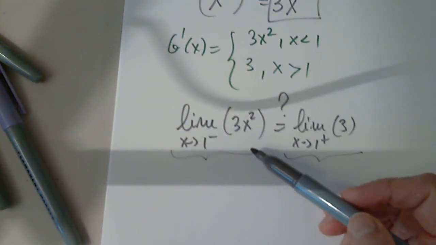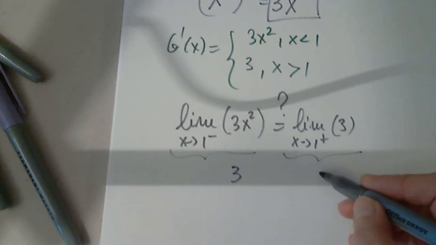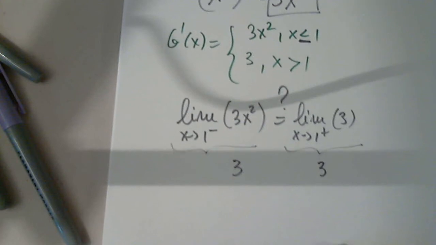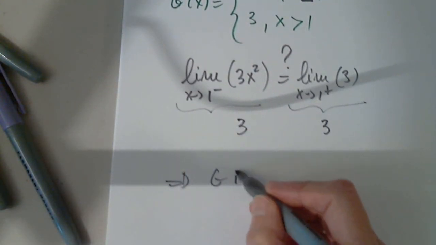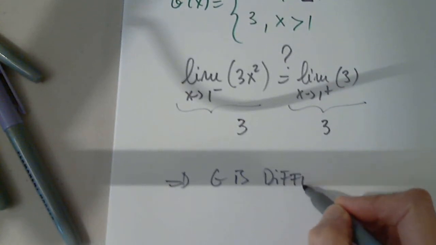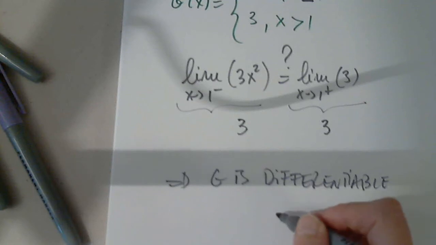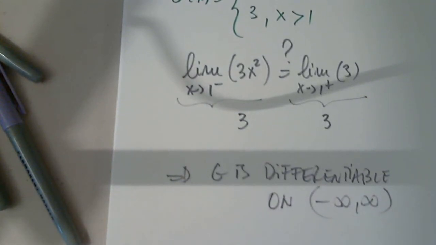Can anyone give us the limit from the left? Yeah, you said 3. Very good. And the limit from the right? 3. We go back. I'll put it back in and say, therefore, g is differentiable everywhere, or on negative infinity to infinity. Good.